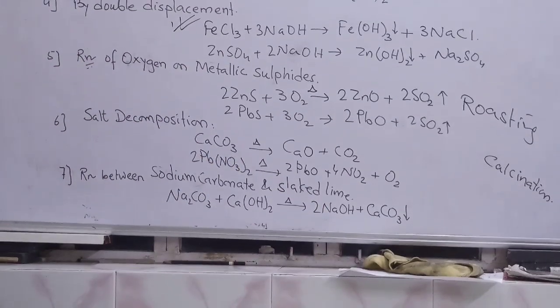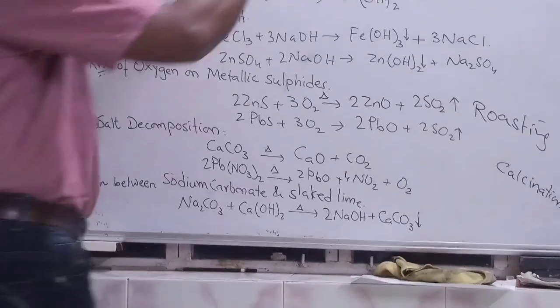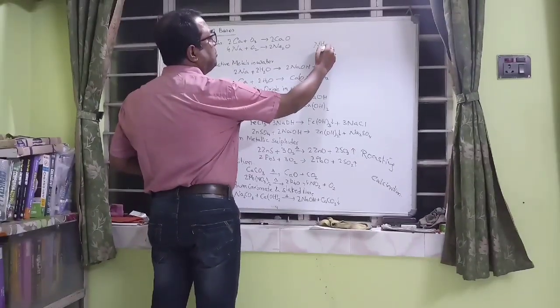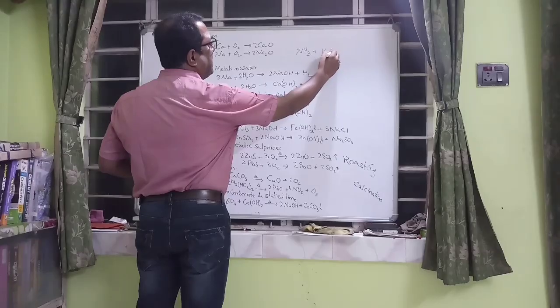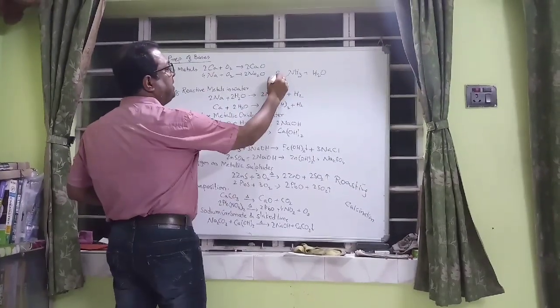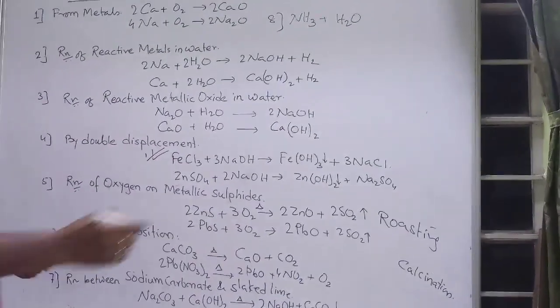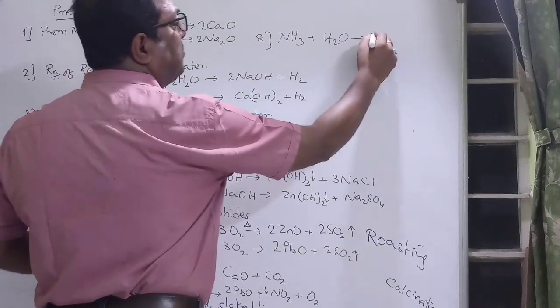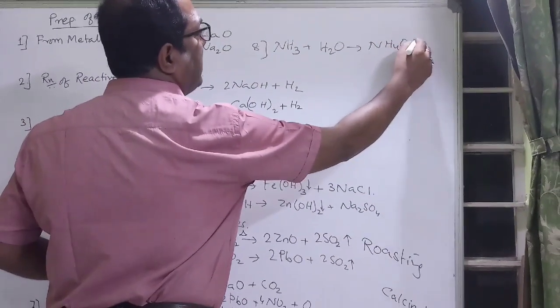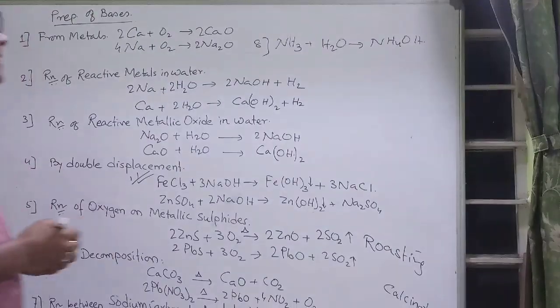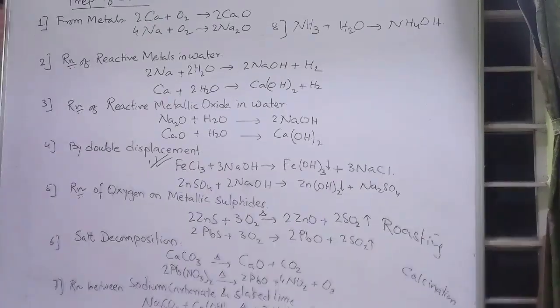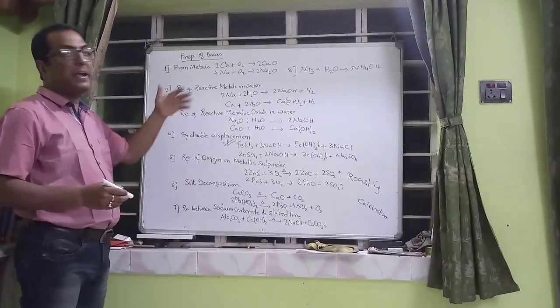There is one more process, which is about adding ammonia in water. When you add ammonia in water, this may be the eighth point, it is going to form ammonium hydroxide, NH4OH. So in this way, these are the 8 different processes by which we can prepare bases.